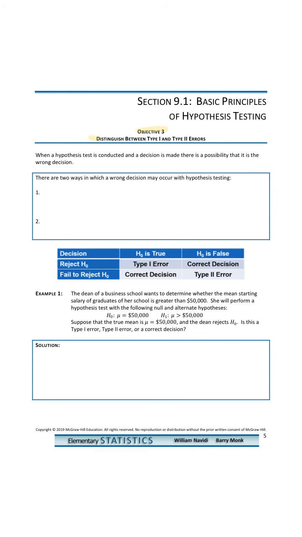Objective 3. Distinguish between type 1 and type 2 errors. When a hypothesis test is conducted and a decision is made, there is a possibility that we made a wrong decision. There are two ways in which the wrong decision may occur in hypothesis testing. First, the null hypothesis is true and we might mistakenly reject it.